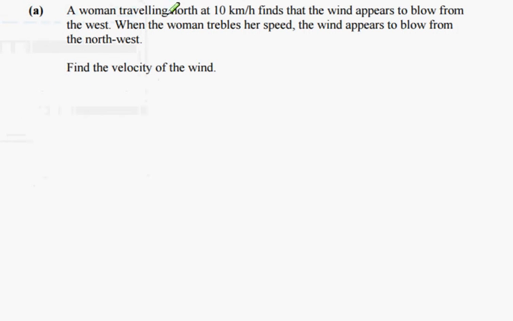A woman is traveling north at 10 kilometers an hour, finds that the wind appears to blow from the west. When the woman trebles her speed, so that's the end of scenario 1. Scenario 1 is in yellow. When the woman trebles her speed, that's scenario 2, the wind appears to blow from the northwest. Find the velocity of the wind.